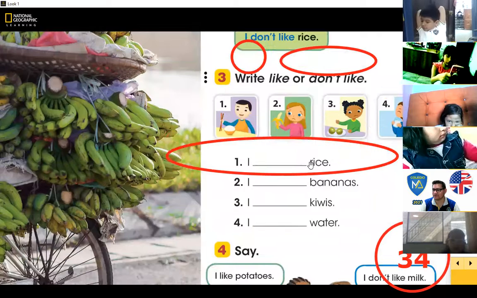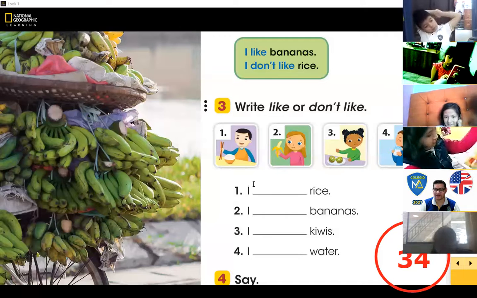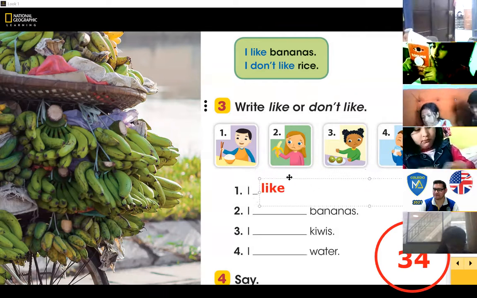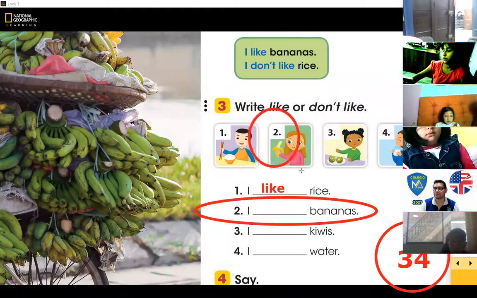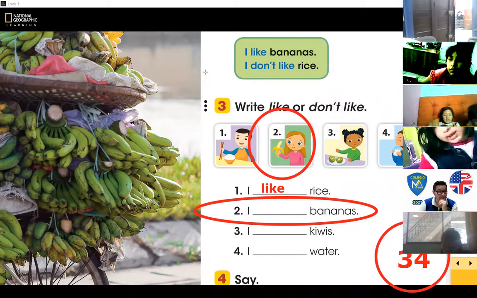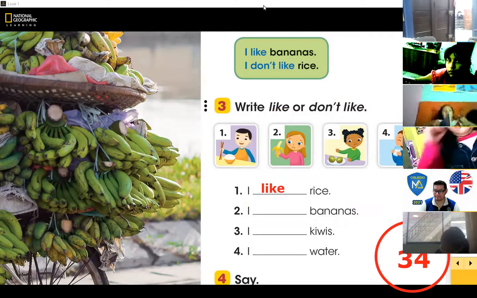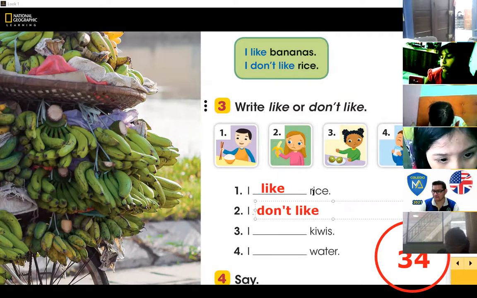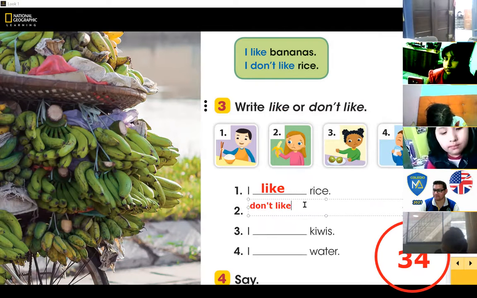Now, very good. You're telling me the correct answer. And that's right. What's the answer in this part? It's I like rice. Excellent. I'm going to write here, like. I like rice. And what's the answer in number two? What do you think is the answer here? I don't like banana pie. Great, right? In this case, I don't like kiwi. I don't like kiwis. Yes. I like bananas. No. Number two, I don't like bananas. Yes.